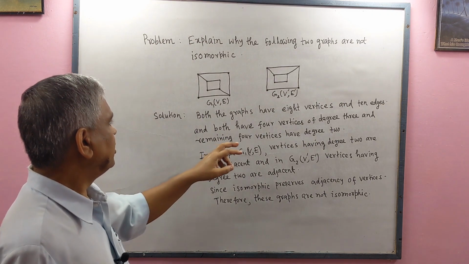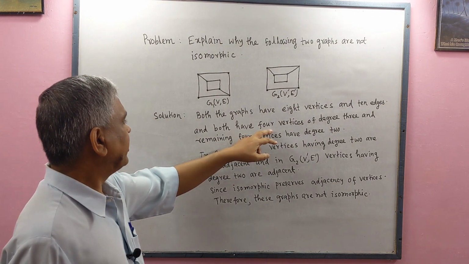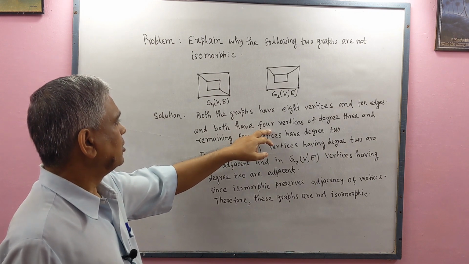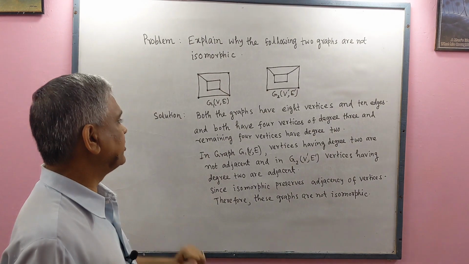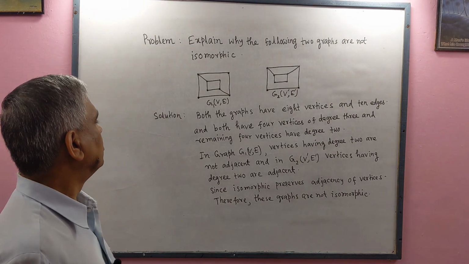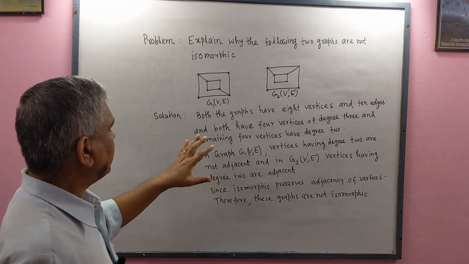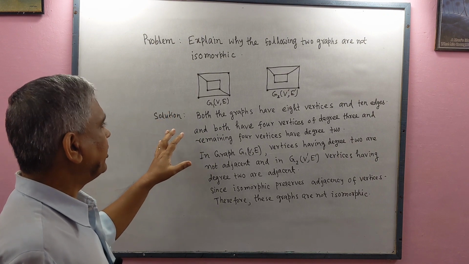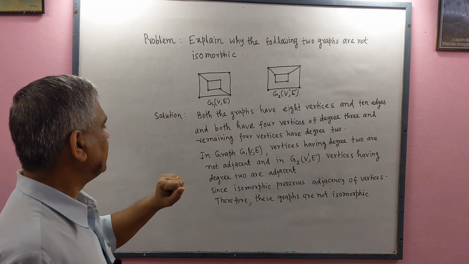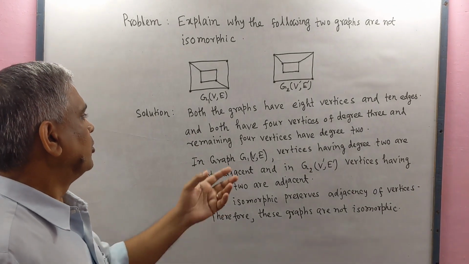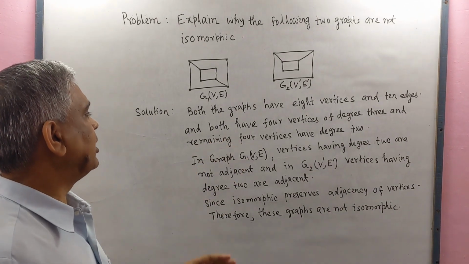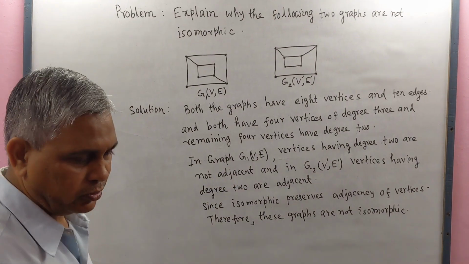in which 4 vertices are of degree 3 and the remaining 4 vertices have degree 2. Both the graphs have the same number of vertices, the same number of edges, the same number of vertices of degree 3 and the same number of vertices of degree 2.